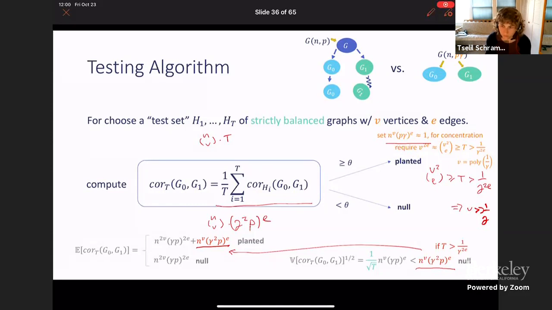So as long as gamma is a constant, then our algorithm runs in polynomial time.